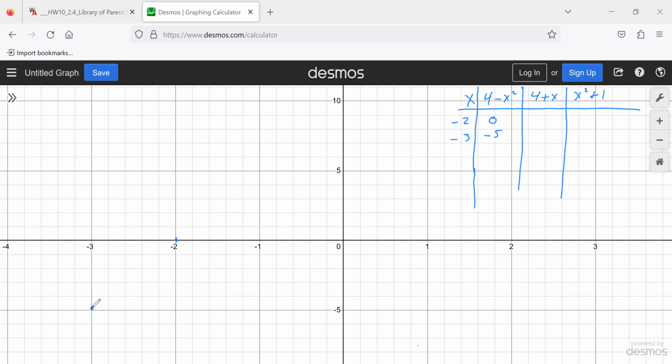And if you remember what the parabola looks like, it's reflected and shifted up 4, right? Basically, it'll be going down like this. Okay.